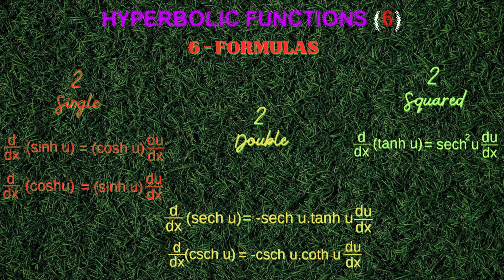Then lastly for squared, we have the derivative of hyperbolic tangent and hyperbolic cotangent. Yung derivative ng hyperbolic tangent is sech squared u times du dx. Then for the derivative of hyperbolic cotangent, we have negative csch squared u times du dx. So applicable pa rin yung sinabi ko kanina na magkakasama palagi si tangent and secant, also si cotangent and cosecant.